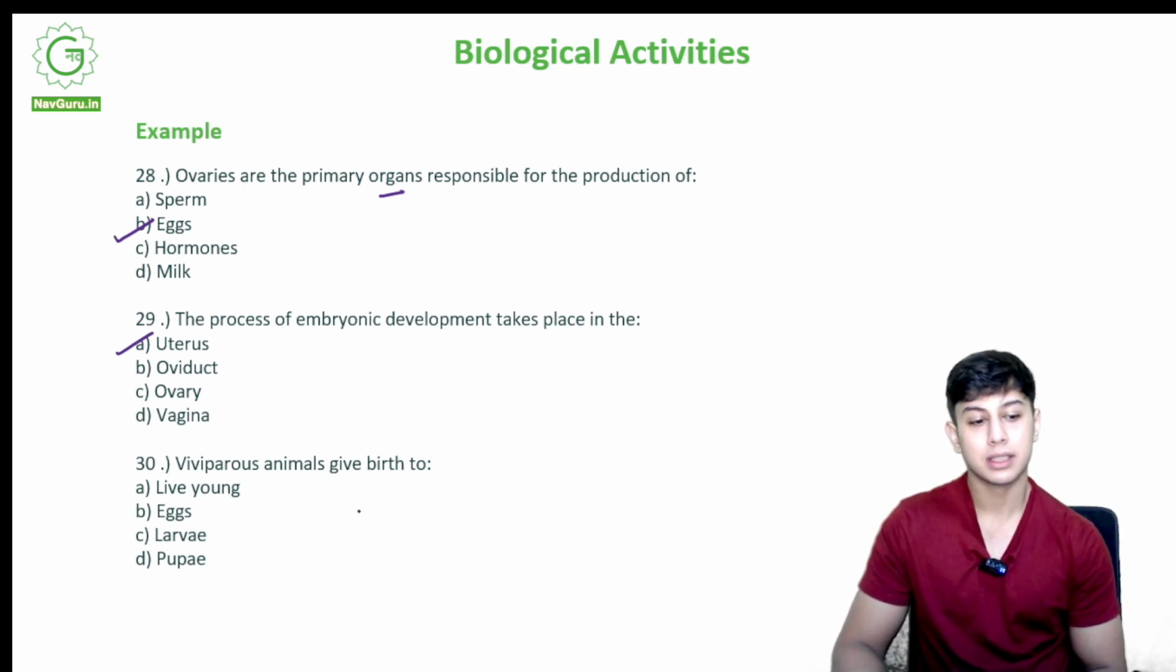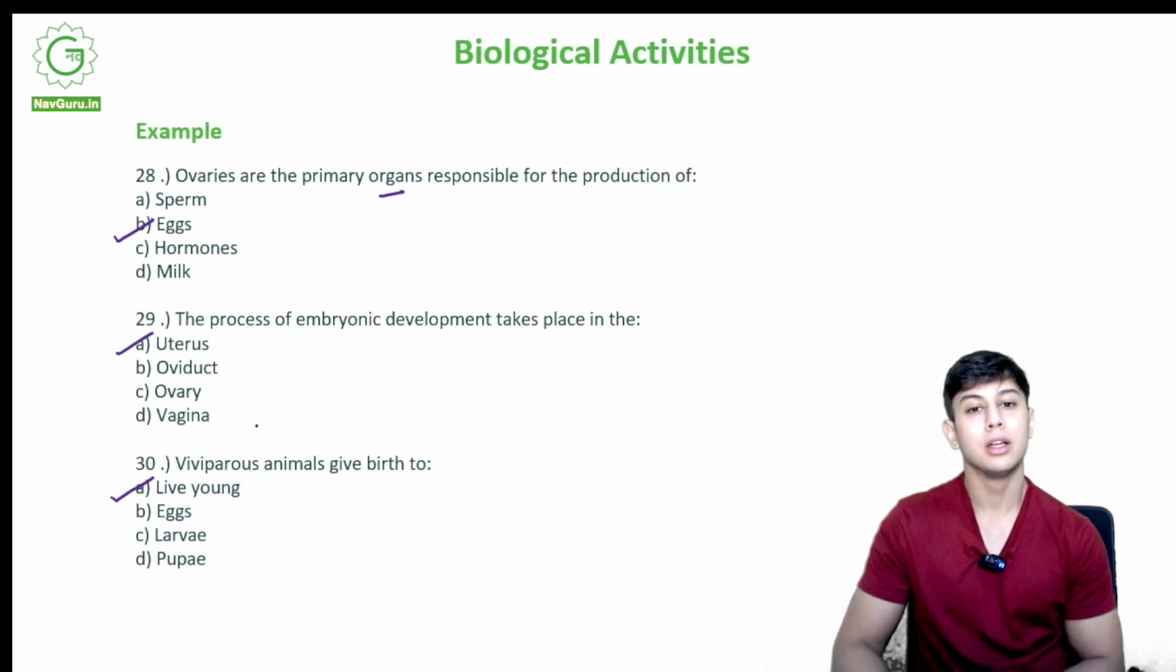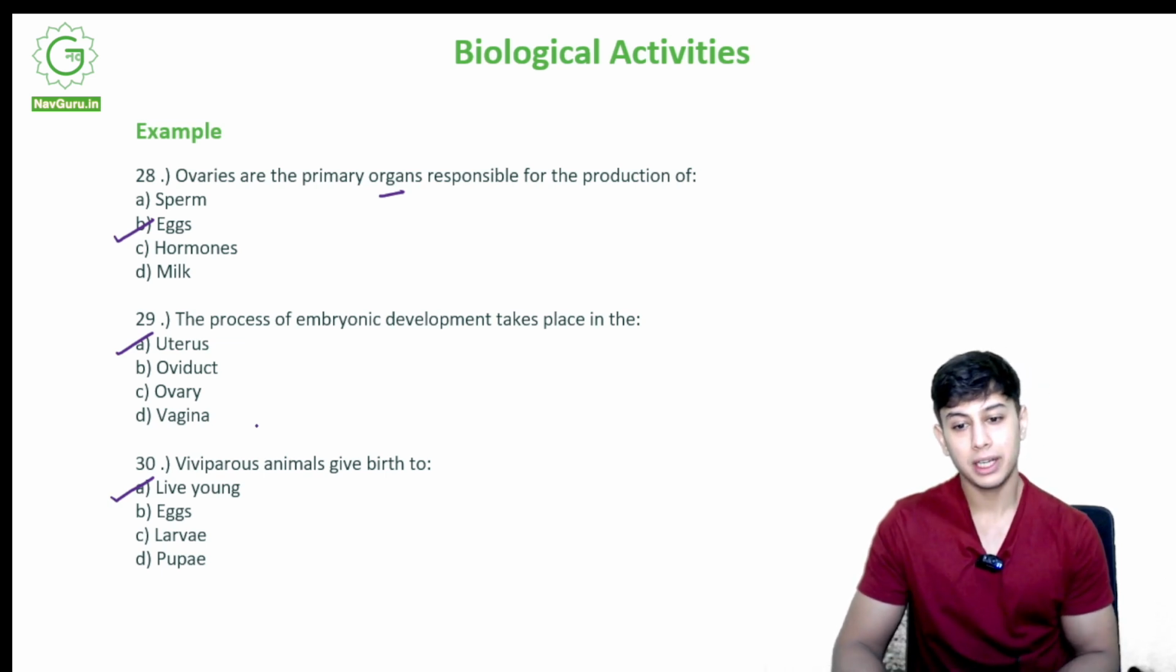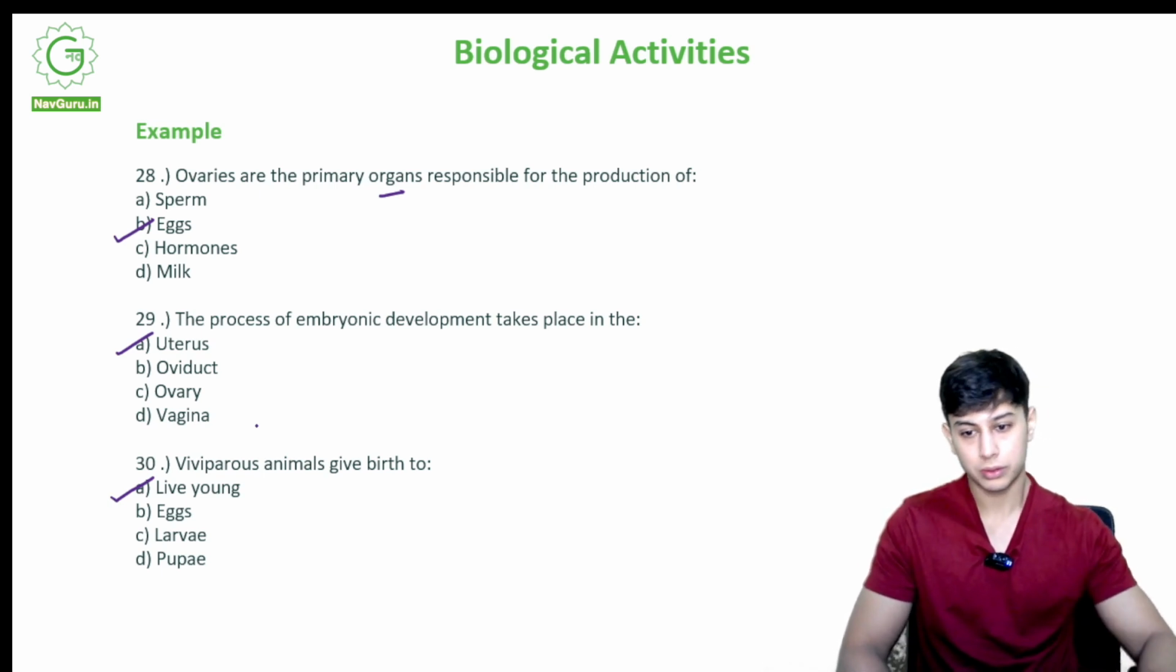Viviparous animals give birth to what? Live young ones, eggs, larvae, pupa. So the correct option is option A, live young. Means we will give birth to something that is alive. Alright, it will not be an egg, it will be a live young offspring. Okay, mammals do so.